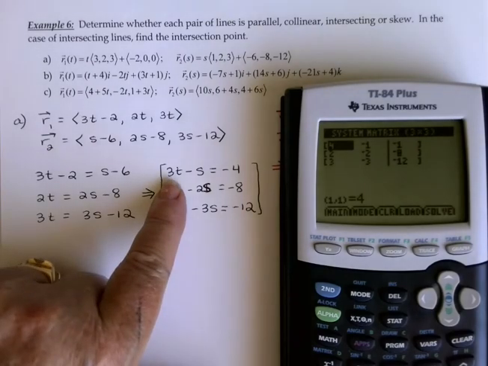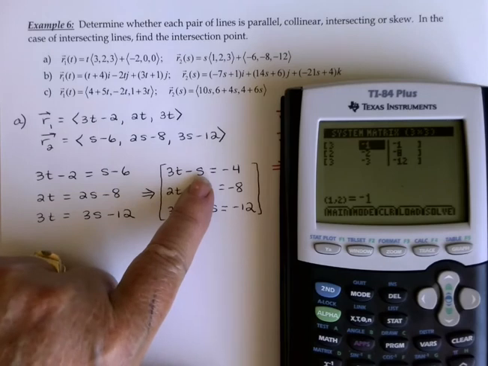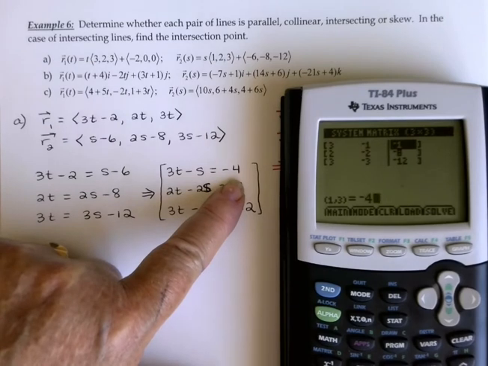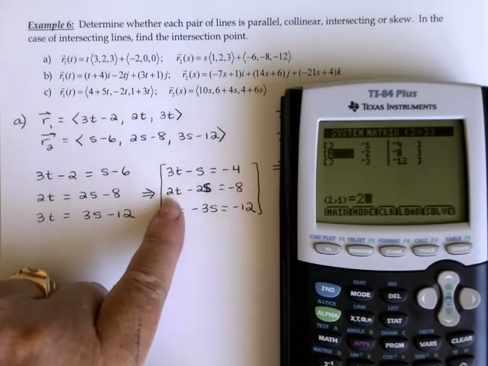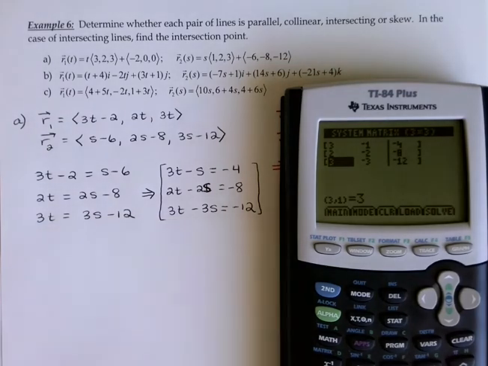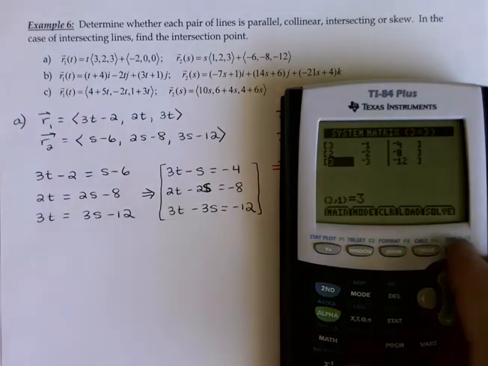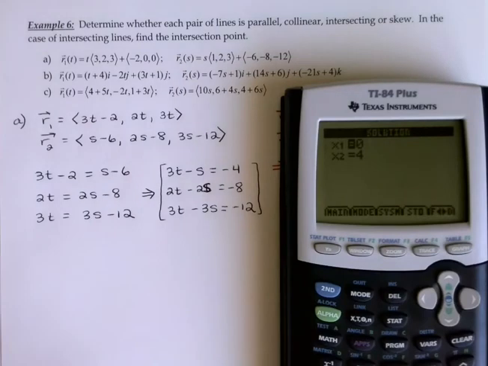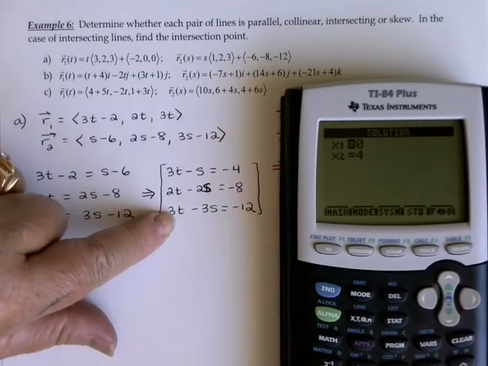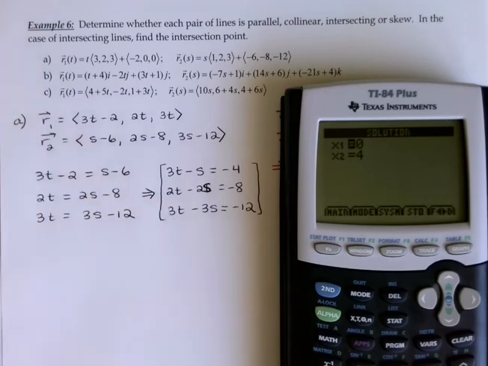My first row would be 3, -1, -4. My next row, 2, -2, -8, and then 3, -3, -12. Looks like I might have used this last time for the same problem. All right, hit solve, and I get x, which in my case is actually the t's. So t is 0, and s is 4.